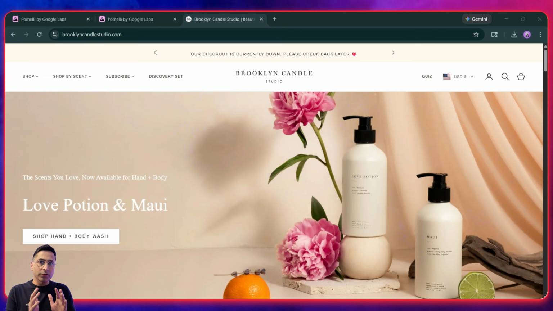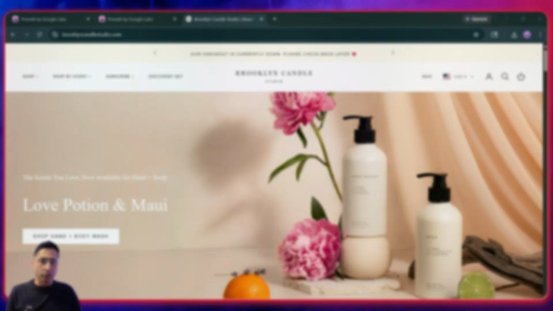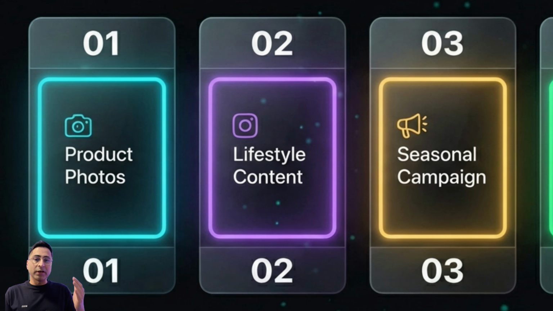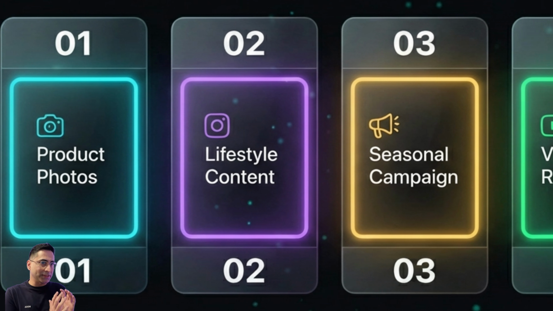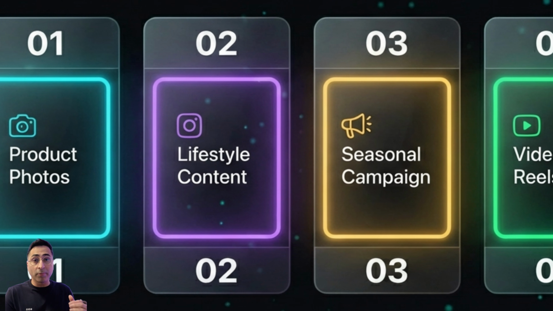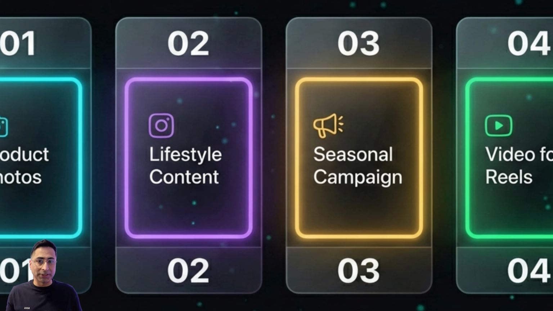So today I'm going to take you through 5 different use cases that you can do using Pomelli. And for that, I'm going to select a real business, which is brooklyncandlestudio.com. So here are the 5 use cases we're going to look at in the next few minutes. Number one, how do you really create studio quality product photos from a single image, keeping all the brand aesthetics, brand tone, and all of those things in mind?